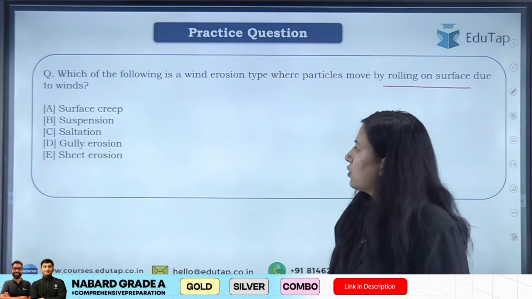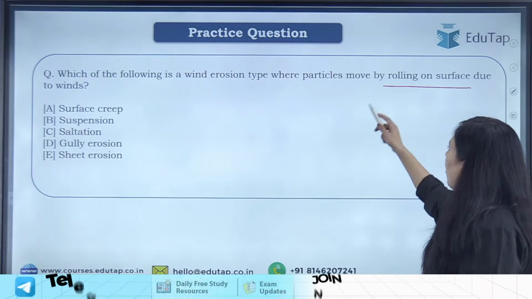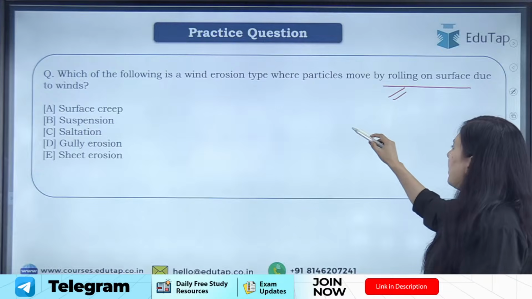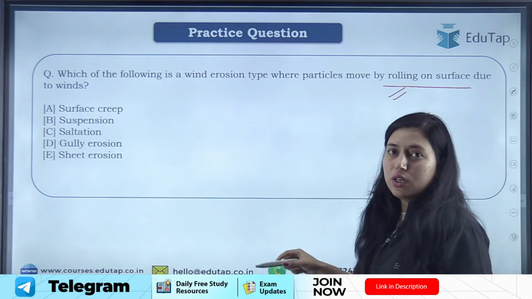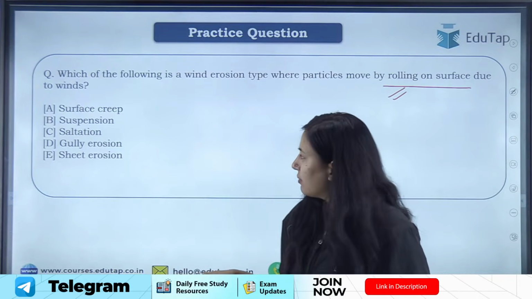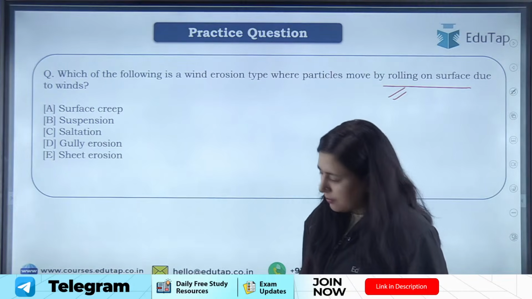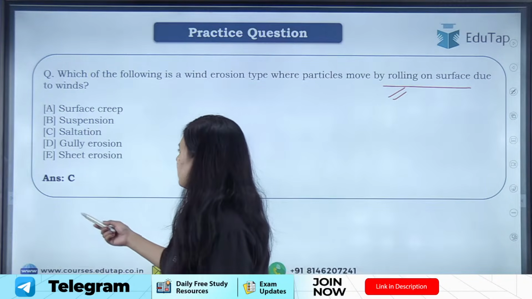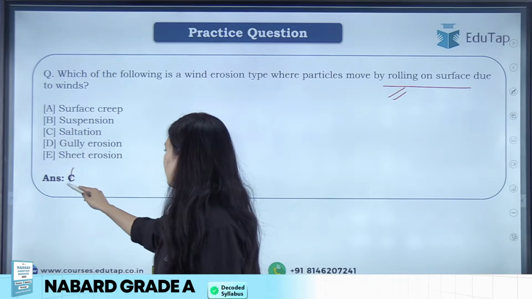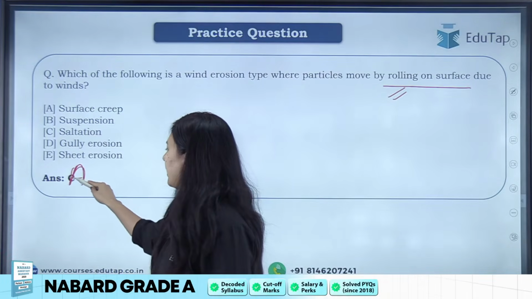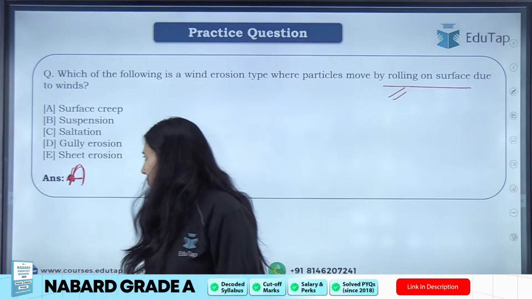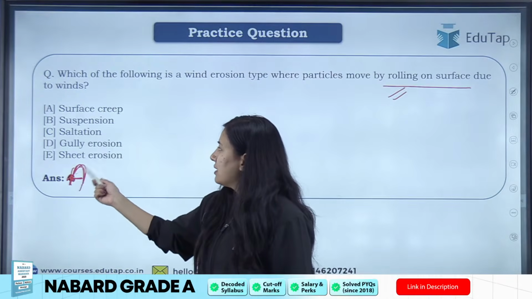What will be the answer for this question? A type of wind erosion where particle roll due to wind. ठीक है, anyone with answer? ठीक है, anybody? So it will be not C, it will be option A. Very good, you guys have given the right answer. Please, so sorry for the mistake. It will be option A, surface creep.